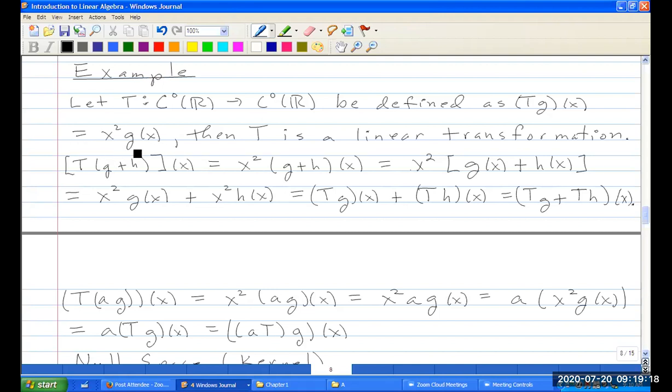T of (g plus h) at x is x squared times (g plus h) at x. Well, (g plus h) at x is g of x plus h of x. Let's multiply the x squared inside the parentheses. So it's x squared g of x plus x squared h of x. But this is Tg at x, and this is Th at x. It's the same as, well, we define the sum of two functions to be defined pointwise.